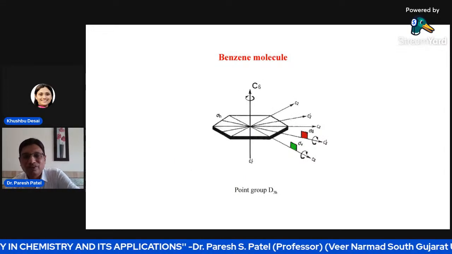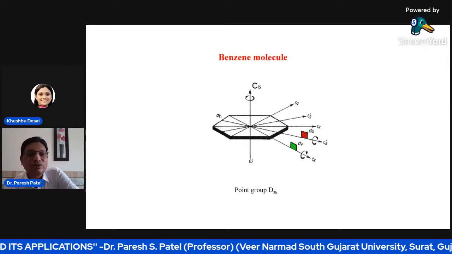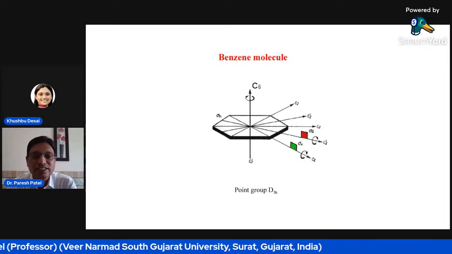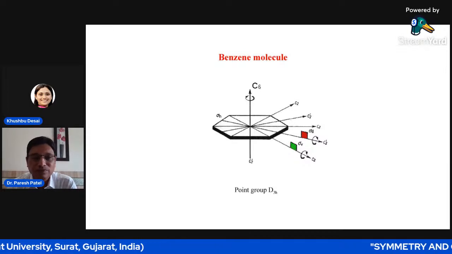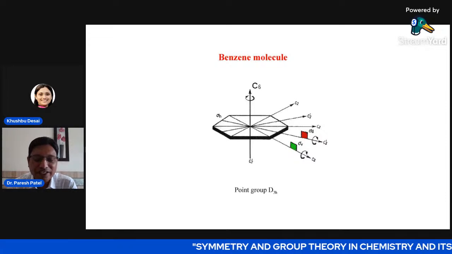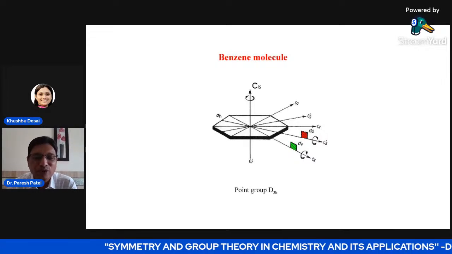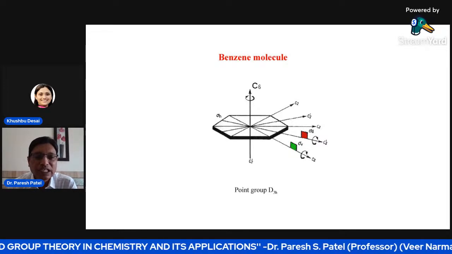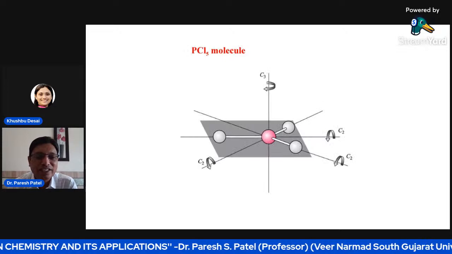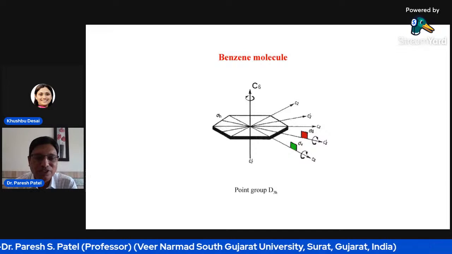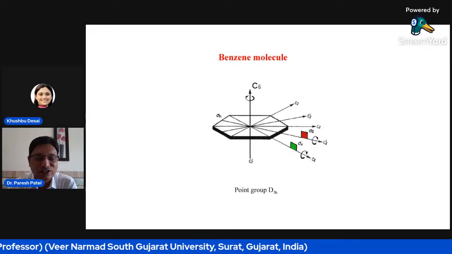Benzene molecule. Okay. In case of the benzene molecule, the main principal axis is C6, and C6 is perpendicular to 6 C2s and sigma H is present. So according to our chart, the molecule is non-linear. It means C infinity v and D infinity h point groups are absent. Then multiple higher axes are also absent. It means Td, Oh, Ih point groups are also absent.